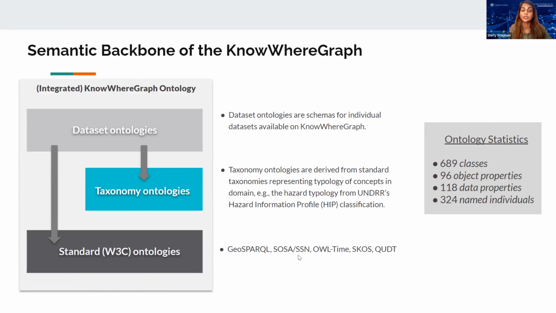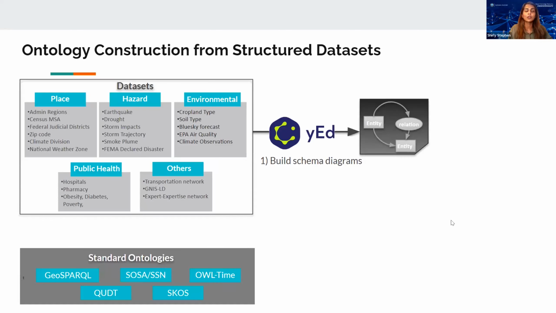The ontologies that we specifically use are GeoSPARQL, SOSA/SSN, OWL-Time, SKOS, and QUDT. Overall, as Ray mentioned, our ontology contains 689 classes, 96 object properties, 118 data properties, and 325 named individuals so far. The entire ontology is constructed in a 3-step process. In the first step, for each dataset, we draw out a schema diagram using the attributes extracted from the structured representation of the data. We use the WebVOWL editor for this purpose.